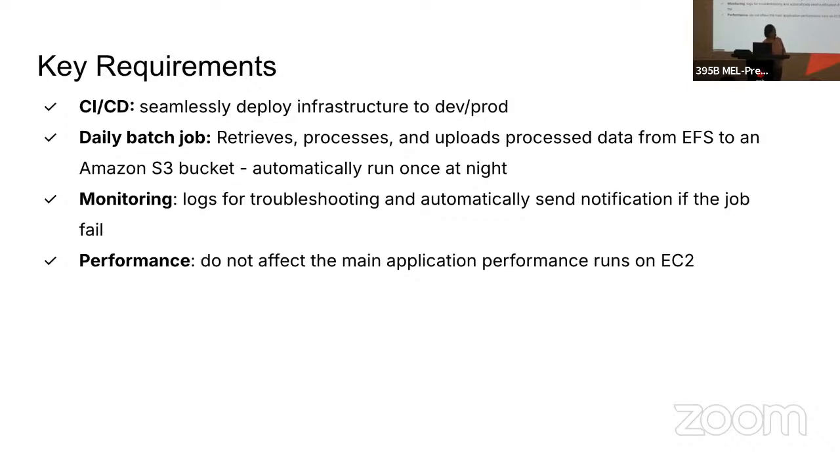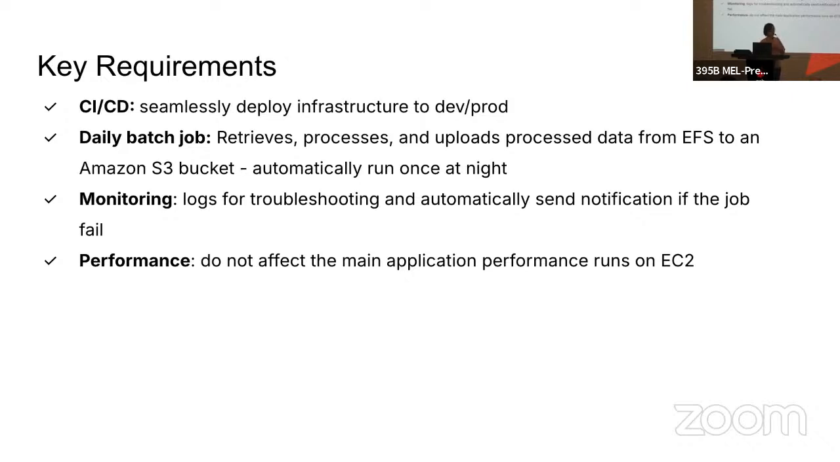So first is the CI/CD, which seamlessly deploys infrastructure from dev to prod. The second is what the batch job does. It just processes data: it gets data from EFS, Elastic File System, processes it, and puts it in an S3 bucket, and it will automatically run once at night.